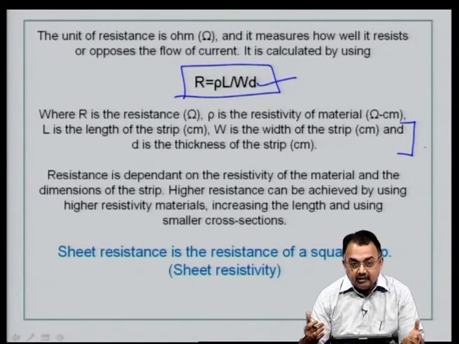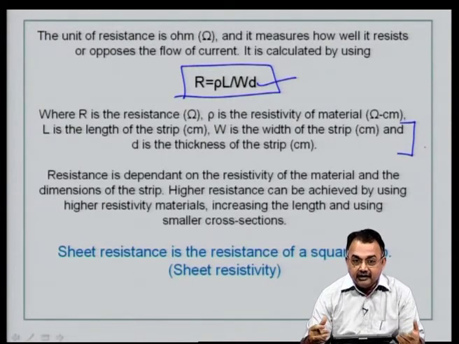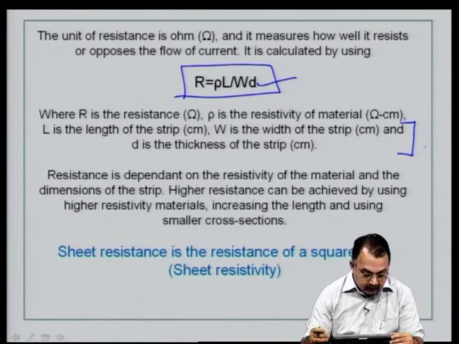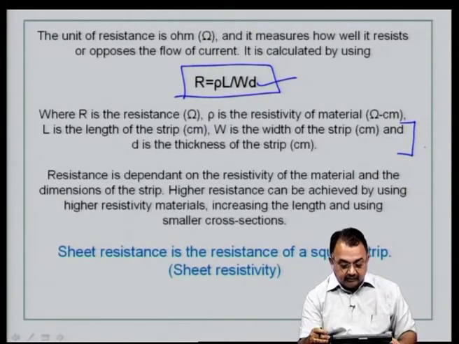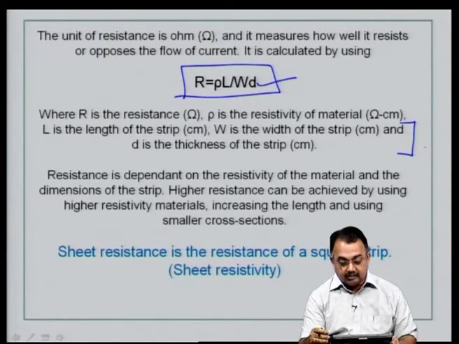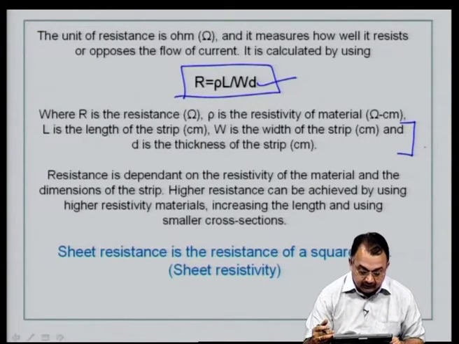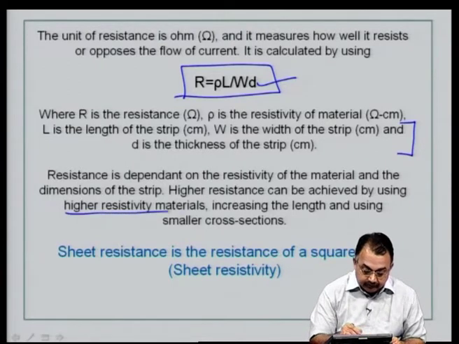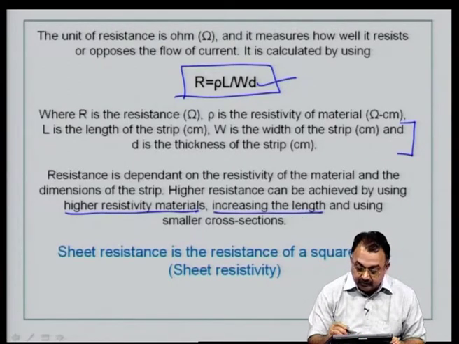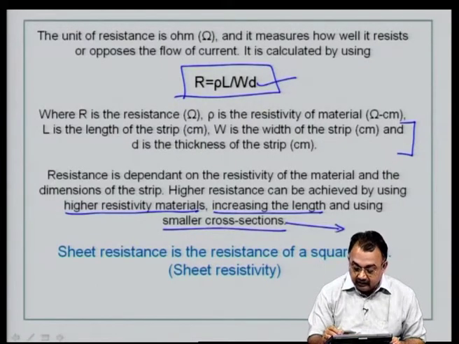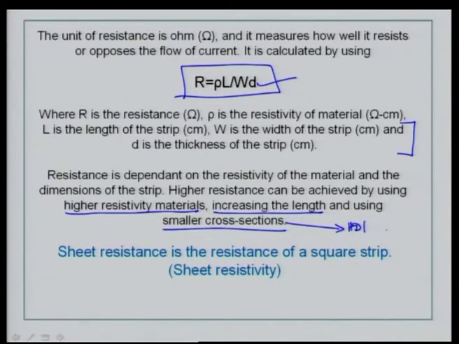Normally when you buy an SMD component or a through hole component, we do not worry about this because it is well defined by the manufacturer. So, resistance is dependent on the resistivity of the material and the dimensions of the strip. If you want a higher resistance, you can achieve it by using high resistivity materials, increasing the length of the strip, and using smaller cross sections, because this is key in a high density. You do not want large areas to occupy in the layers.